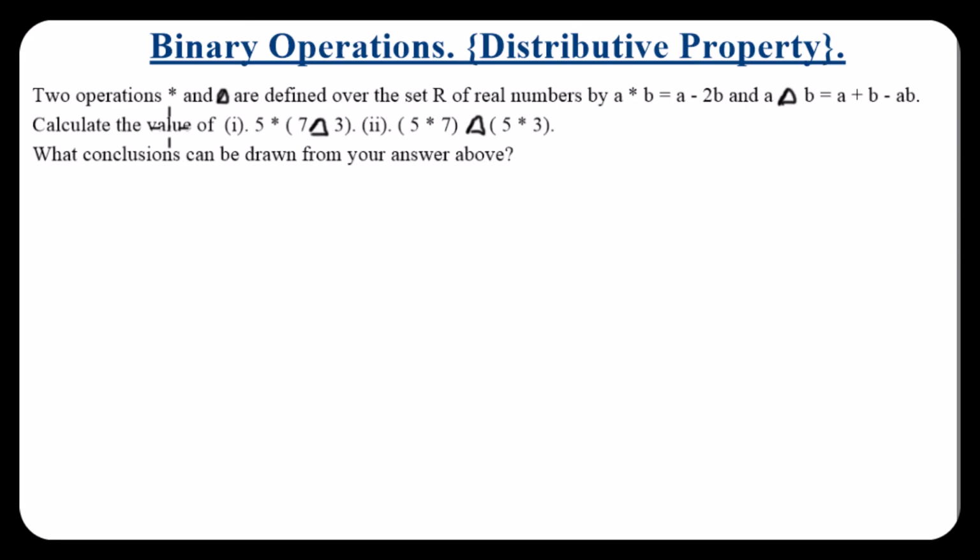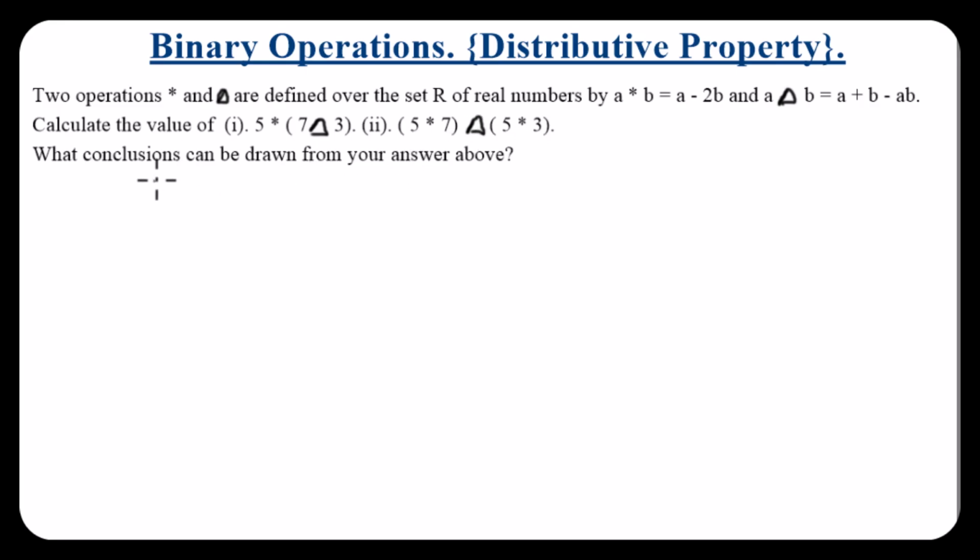All right, so for our last example, under the distributive property, we are told that two operations, star and delta, are defined over the set R of real numbers by a star b equal to a minus 2b, and a delta b is equal to a plus b minus ab. We are asked to calculate the value of Roman figure 1, 5 star (7 delta 3), and Roman figure 2, (5 star 7) delta (5 star 3).